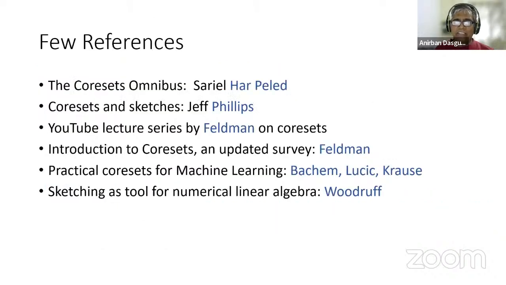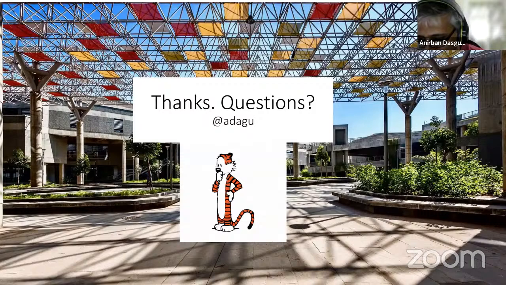Here are the references that I used. There's a very nice Coresets Omnibus. There's an updated survey on coresets by Feldman, who's one of the founders of the field. There's an easy to read book by Olivier Bachem, Lucic and Krause, and a very mathematically oriented survey by Woodruff. Very nice. Okay, so questions.